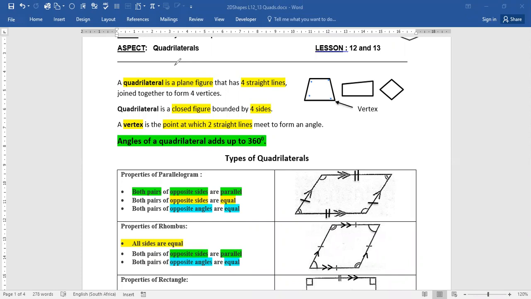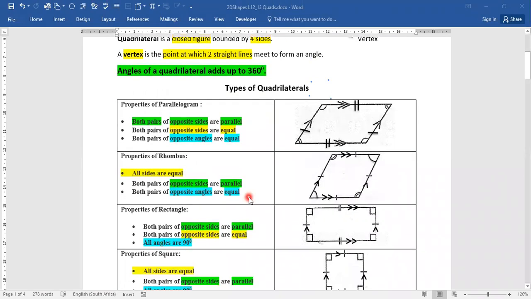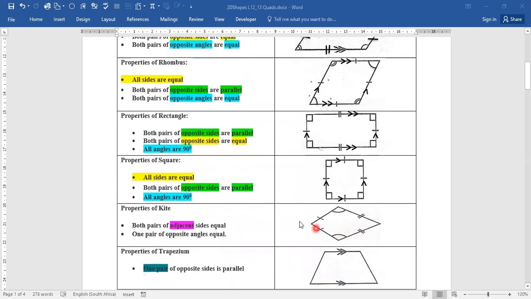Now we also learned the properties of quadrilaterals. A parallelogram has opposite sides parallel and equal, and opposite angles equal. A rhombus is a special parallelogram with all four sides equal. A rectangle is a special parallelogram with each angle being 90 degrees. A square is a special parallelogram with all four sides equal and each angle 90 degrees. A kite has adjacent sides equal and one pair of opposite angles equal.